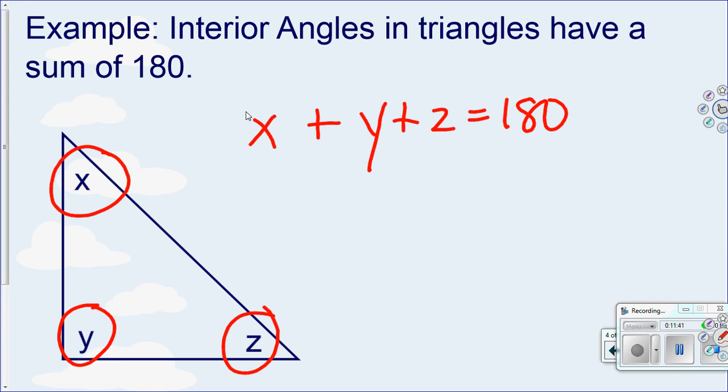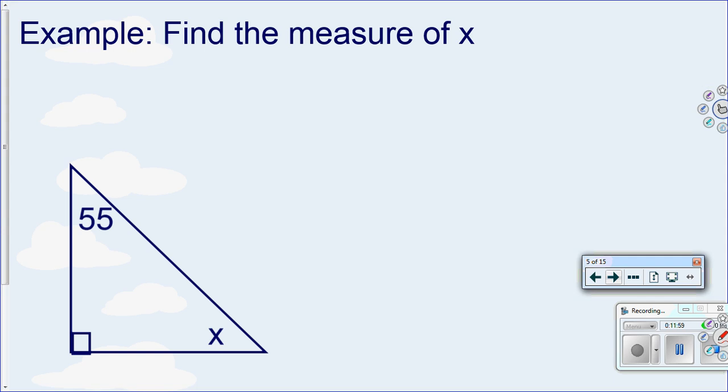We want to get in the habit now of writing equations for our triangles, okay? Sometimes they're going to be really easy where you can do 180 minus 70 minus 30 to get that missing angle, right? But sometimes we're going to have variables in for our angles. So you're going to want to be able to write equations, okay? All right, so let's do an example together. Find the measure of x.